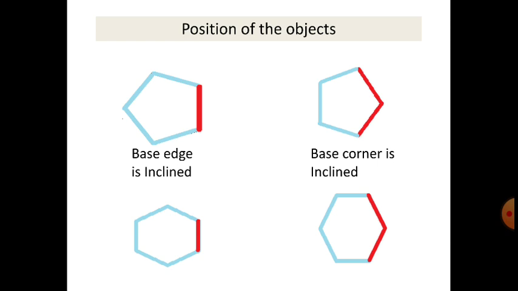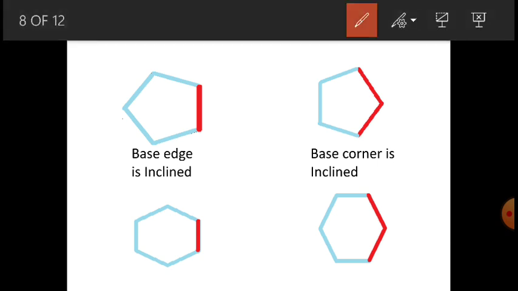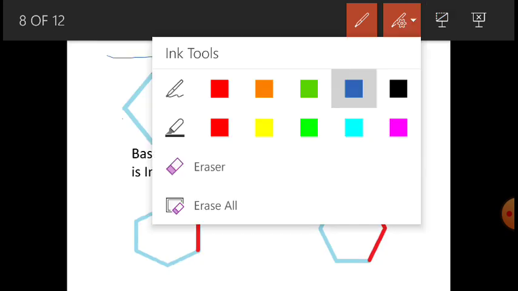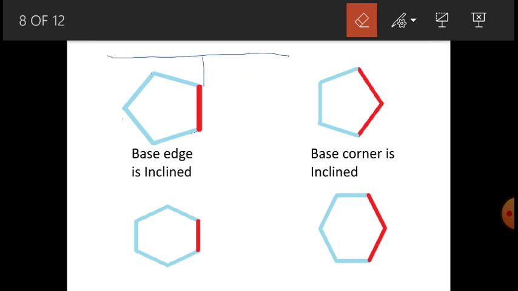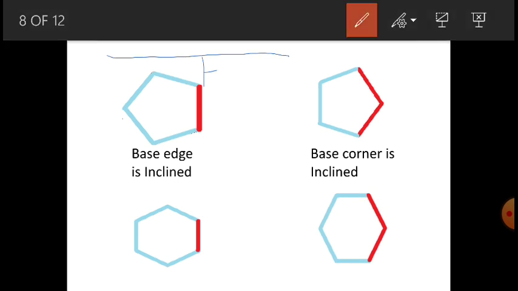Okay, if they say in the question that the base edge is inclined, then the object should be placed in such a way that one of its edges should be perpendicular to the axis, that is the xy line. Okay, it should be perpendicular to the axis.